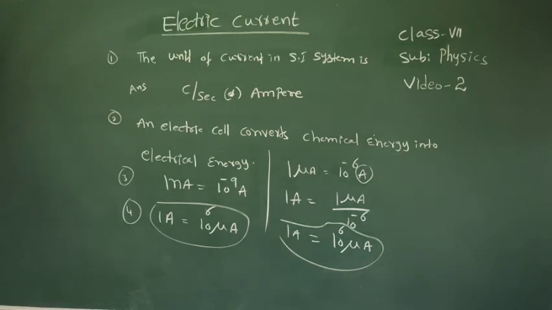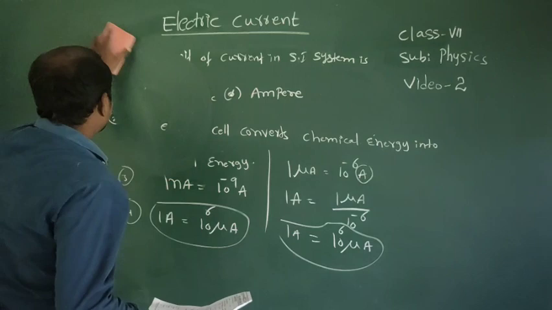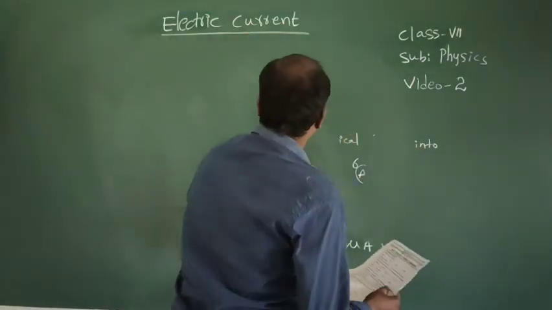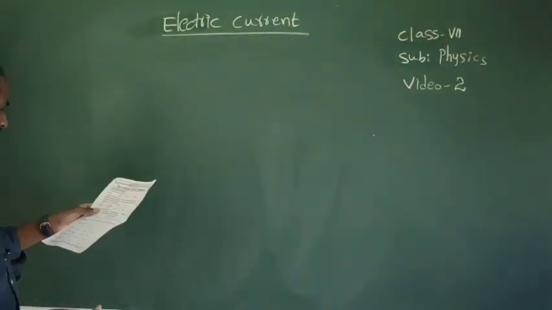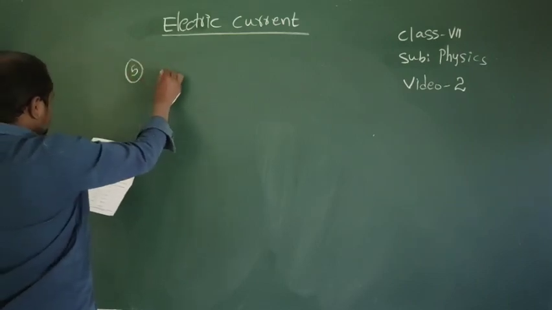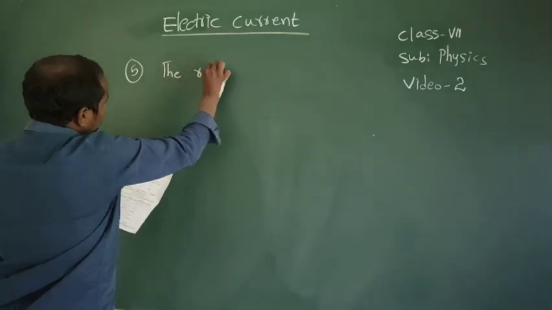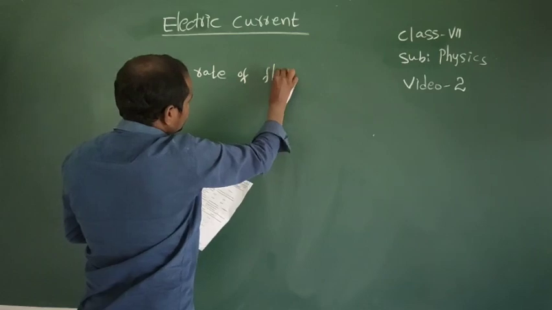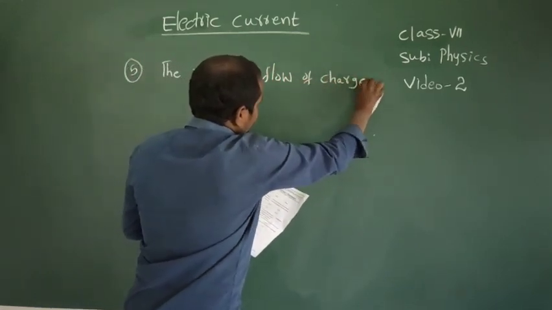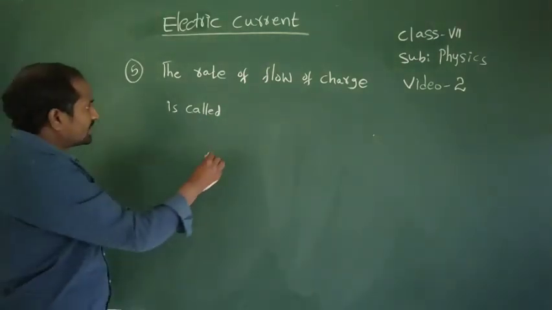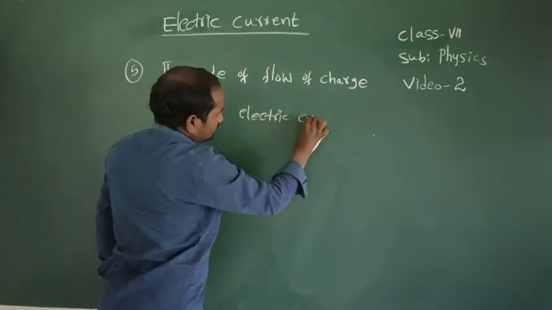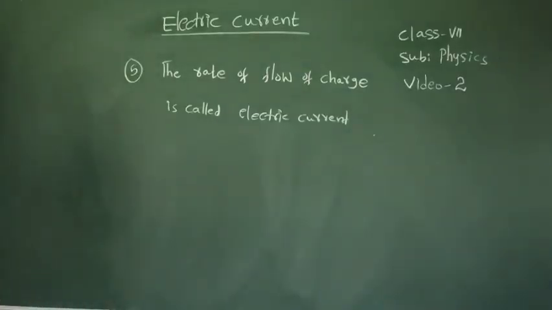Okay. Next one, fifth one, the rate of flow of charge is called electric current.